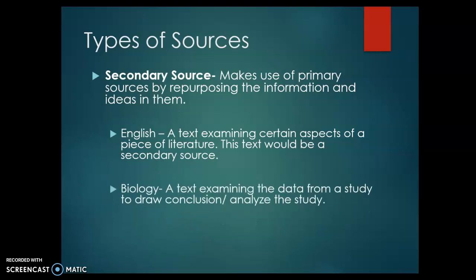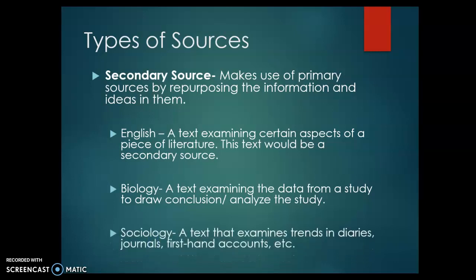For biology, a text examining the data from a study to draw a conclusion or to analyze the study or the phenomenon therein would be a secondary source. So in other words, this would be a paper reflecting on the results or implications of actual data from a study. Sociology, a text that examines trends in diaries, journals, and first-hand accounts. We call this content analysis typically. So what you can see is that a secondary source is purposefully using the primary source to draw some kind of conclusion or to steer it in some type of direction through the reasoning process to make a conclusion in some kind of way.